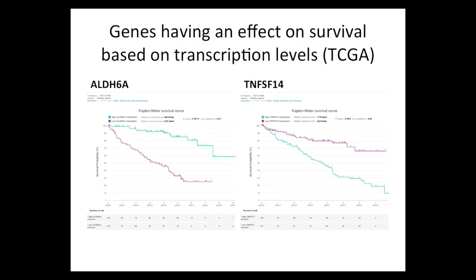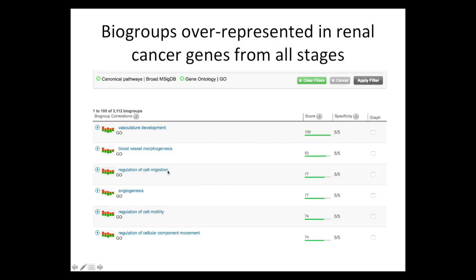So again, what I'm doing is using all this data out there to provide them with targets. You can look for biogroups that are overrepresented, and I think that's one of the key things. I have all these genes associated with renal cancer. Are there any particular biogroups that pop up? Obviously, a lot of blood vessel stuff. So it makes sense that they're trying to inhibit VEGF, these blood vessel stimulating hormones, as a therapy, because a lot of the genes associated with renal cancer are associated with blood cell development.